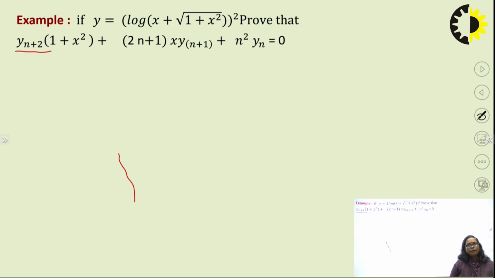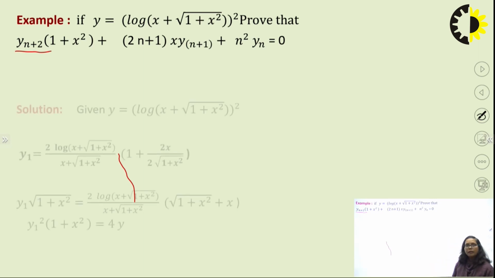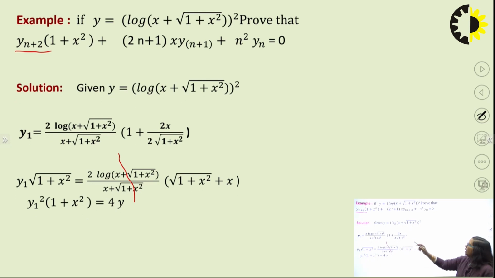So what do we start with? We start calculating the first derivative y1, then the second derivative y2, and after getting the statement for y2, we apply the Leibniz theorem to get yn. So we start with the question, y equals log of x plus under root 1 plus x square, whole square. Now I write down the first derivative y1.